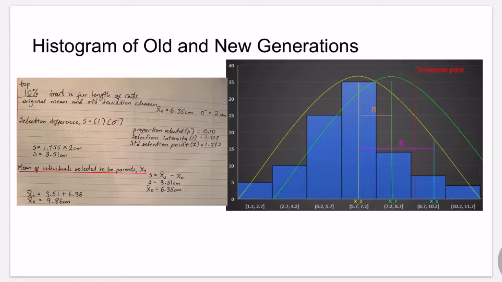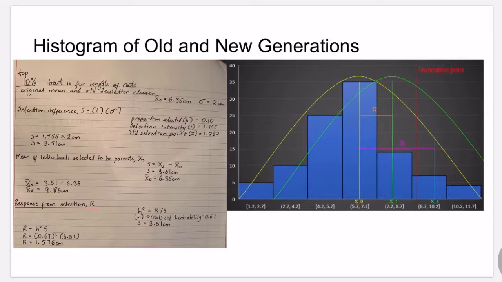To get the mean of the individuals selected to be parents, which is the top 10% that we got, we derive a formula from the selection difference formula, which is selection difference equals mean of selected population minus mean of original population. And here we're just going to derive the formula of the mean of selected population, which is going to give us the mean of selected population equals the selection difference plus the mean of original population. And that gives us 9.86. And here on the graph, we can see that the mean of individuals selected to be parents is denoted by x sub s.